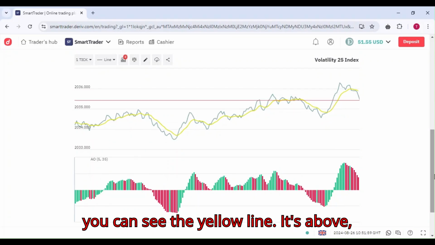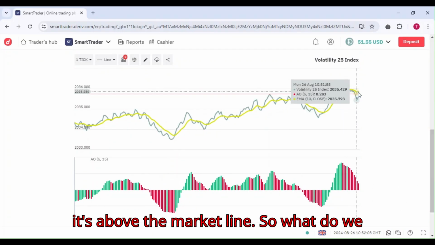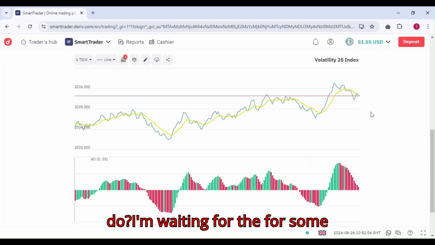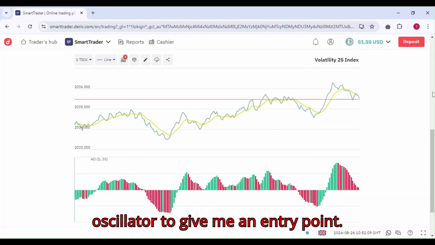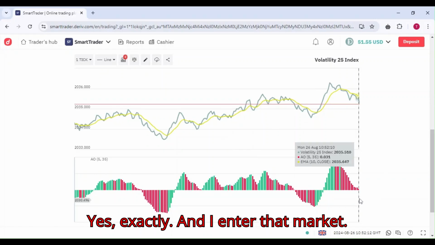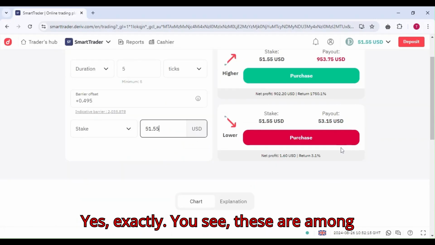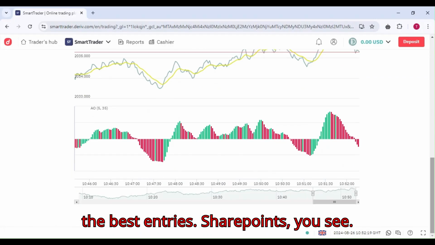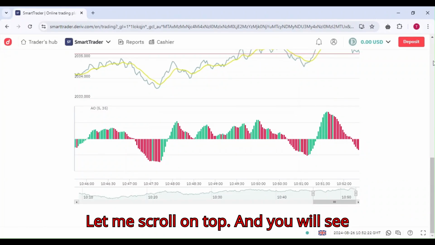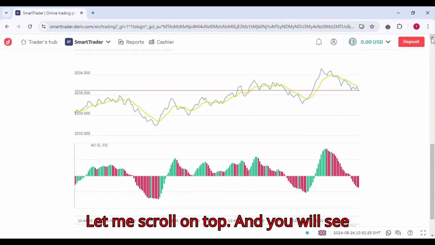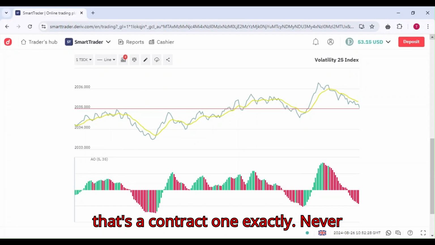So you can see, the yellow line is above the market line. So what do I do? I'm waiting for the oscillator to give me an entry point. Yes, exactly. And I enter that market. You see, these are among the best entries, sure points. Let me scroll on top. And you will see that's a contract won, exactly, never fear.